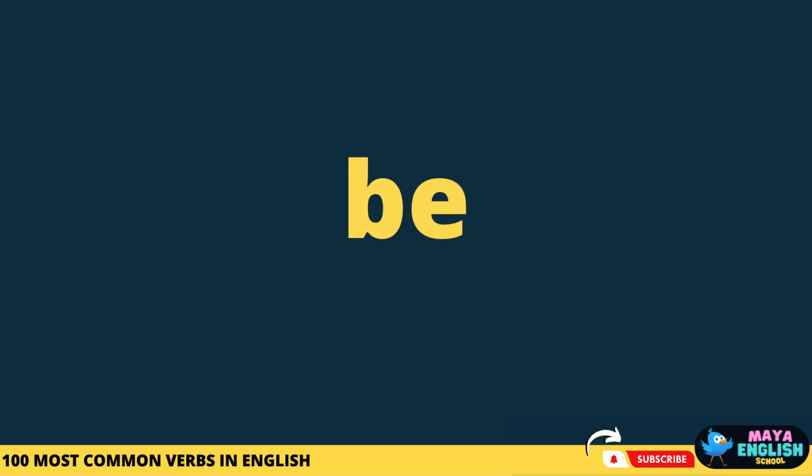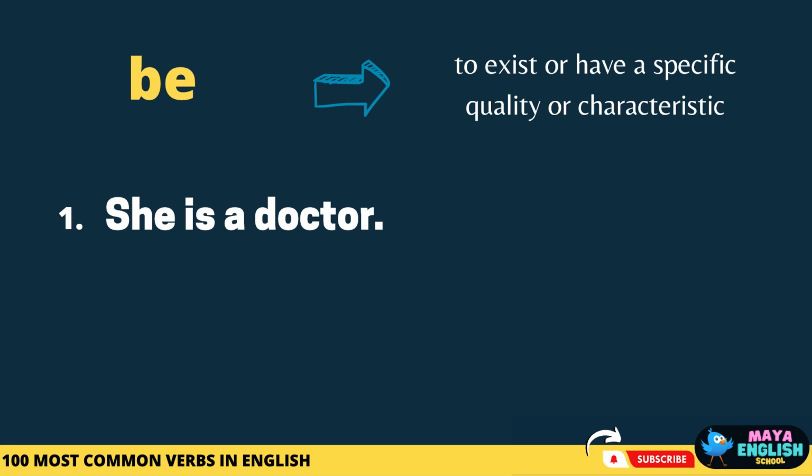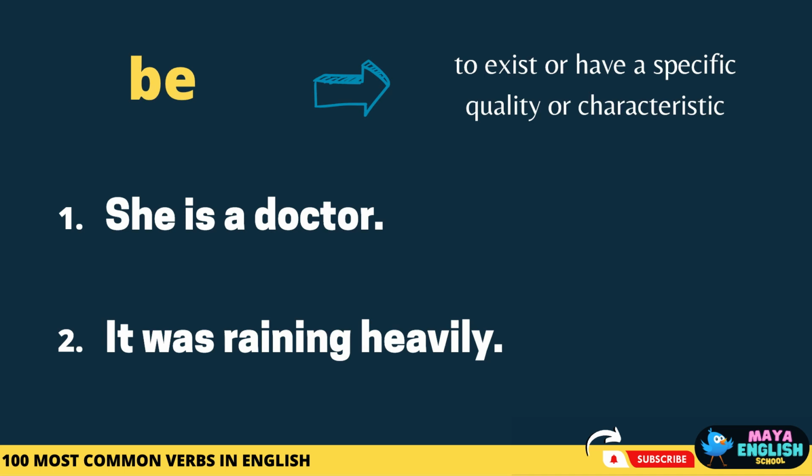Be. Meaning to exist or have a specific quality or characteristic. Example: she is a doctor. It was raining heavily.